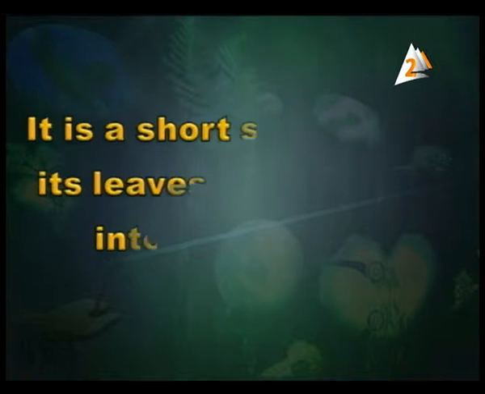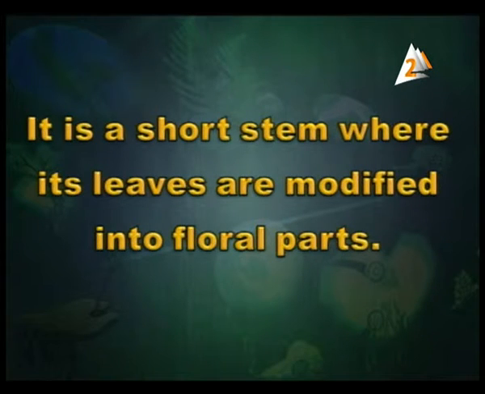So what is a flower? The flower is a short stem where the leaves are modified into floral parts. That means they are taking one form or another in order to perform a new function. So the flower is a short stem where its leaves are modified into floral parts.